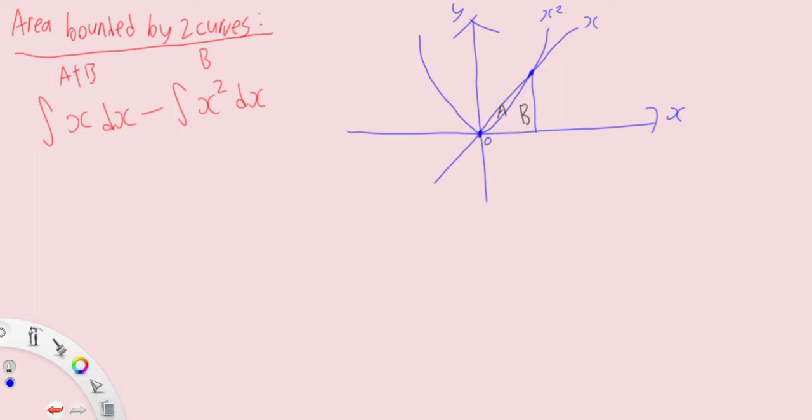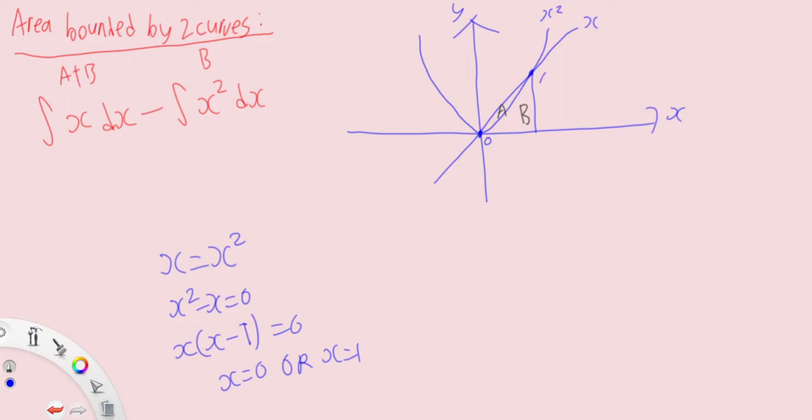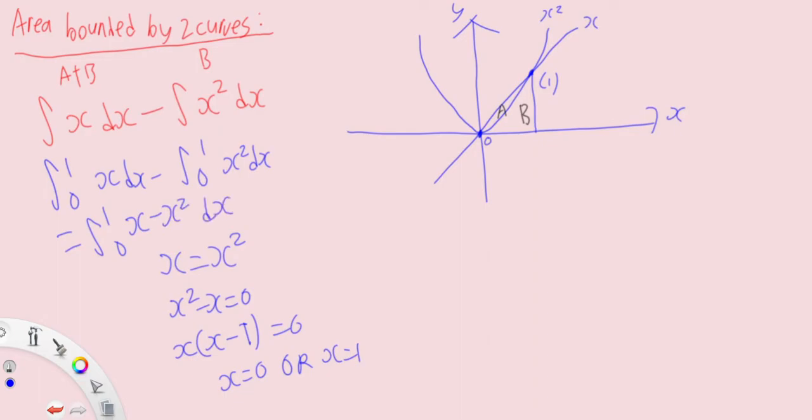First of all, find the limits, which are basically the two intersection points. So we equate x equals x squared. Then we get x squared minus x equals 0. Do your normal manipulation: x(x minus 1) equals 0, and therefore we have x equals 0 or x equals 1. So clearly the lower limit is 0 and the upper limit is 1. We can then have the integral from 0 to 1 of x dx minus the integral from 0 to 1 of x squared dx. We can actually choose to integrate it from here directly, but this is also equal to the integral from 0 to 1 of x minus x squared dx.